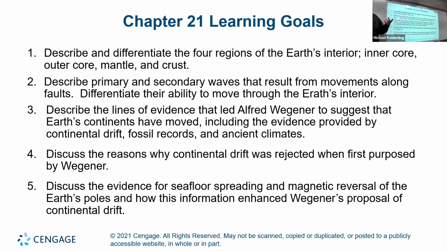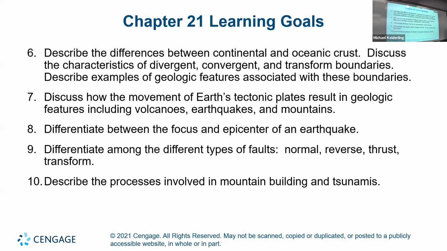And we'll look at the evidence for seafloor spreading and magnetic reversal of the Earth's poles, and how this information enhanced Wegener's proposal of continental drift and sort of completed the theory of tectonics. It filled the massive gap there was in Alfred Wegener's theory. We'll look at the differences between continental and oceanic crust. We'll talk about the characteristics of divergent, convergent, and transform boundaries between tectonic plates.